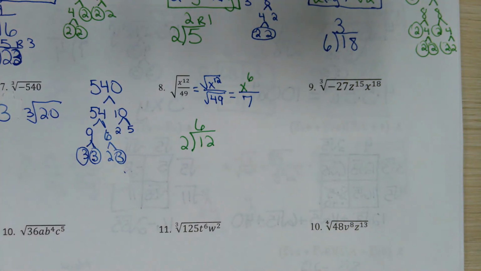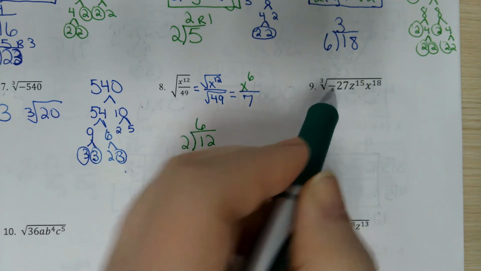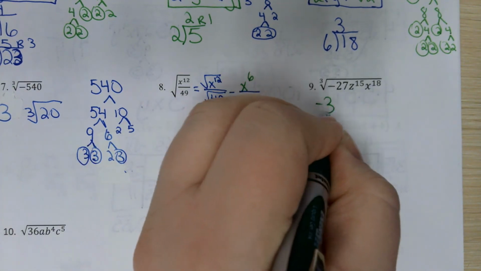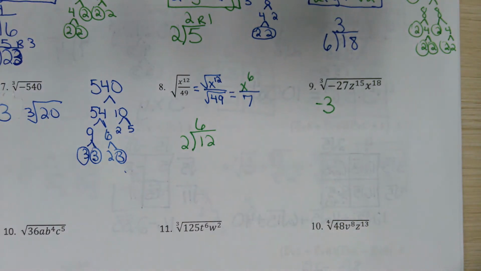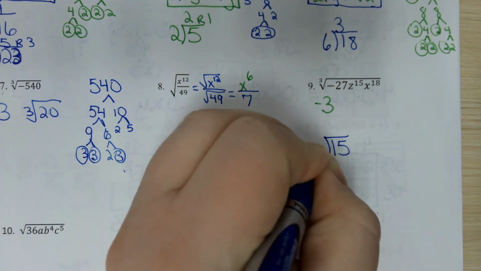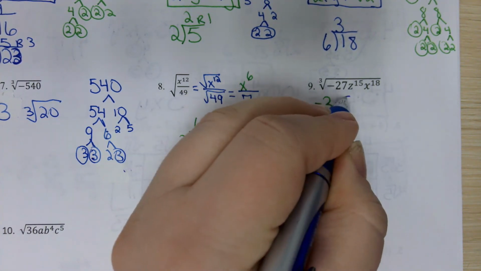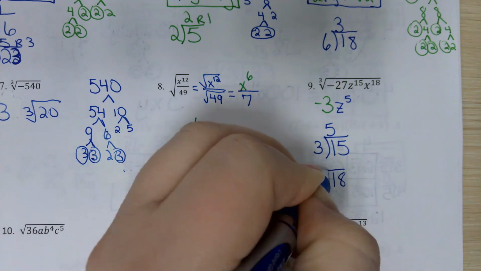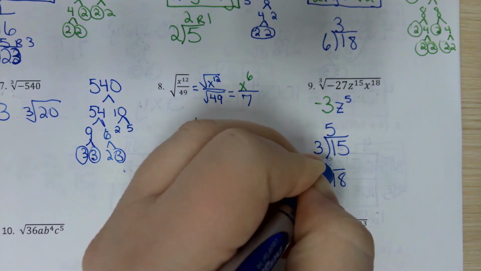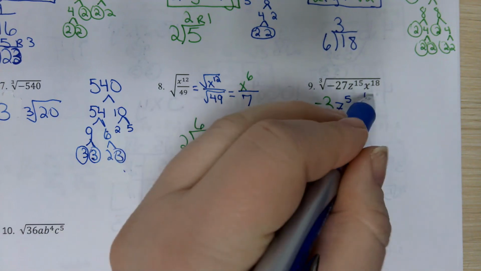For number 9, if you type in the cubed root of negative 27 into your calculator, you'd see that negative 3 is the answer, or you could have done a factor tree and didn't have any remainders. Then I need to check 15 divided by 3 goes in 5 times with no remainder, so z to the 5th. 18 divided by the index of 3 goes in 6 times with no remainder, so x to the 6th. There's my answer.